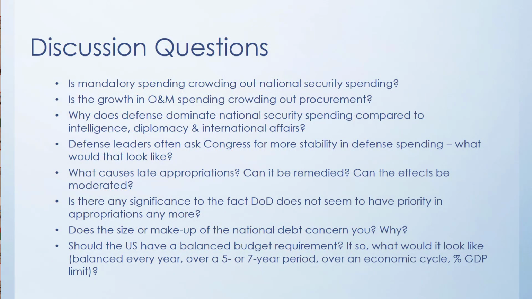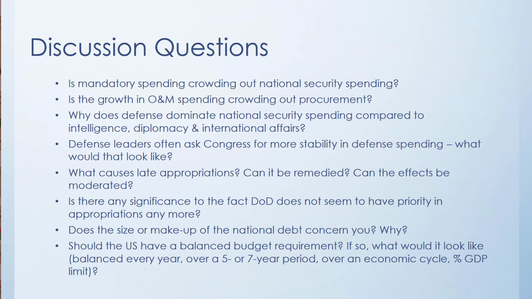Okay, so some questions for you to ponder before we meet as a class. Is mandatory spending crowding out national security spending? Is the growth in O&M crowding out procurement? Why does defense dominate national security spending compared to intelligence, diplomacy, international affairs, and homeland security? Defense leaders often ask Congress for more stability in defense spending. What does that mean? What does stability look like to you? What do you think causes these late appropriations? And do you think that can be remedied? And how can the effects be moderated besides what I just suggested?